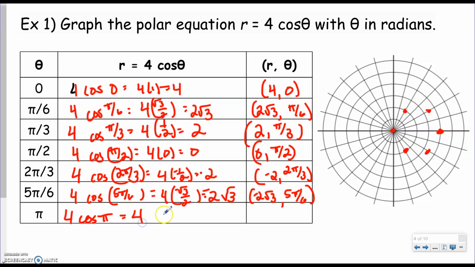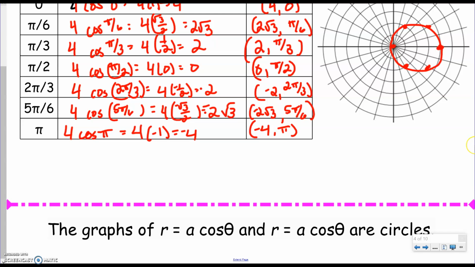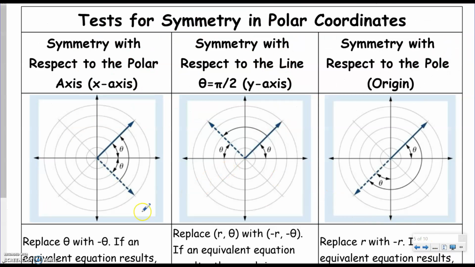I get 4 times cosine of pi, which is negative 1, equals negative 4. So negative 4 comma pi. So at this angle, I'm going to go back 4, 1, 2, 3, 4, and end up where I started. And I actually end up with a circle here. That goes back to changing equations to rectangular form. That's why we end up with circles. What you will notice at the bottom of your page is the graphs of r equals a cosine of theta and r equals a cosine, that should be sine of theta, are circles. It's 2 typos.